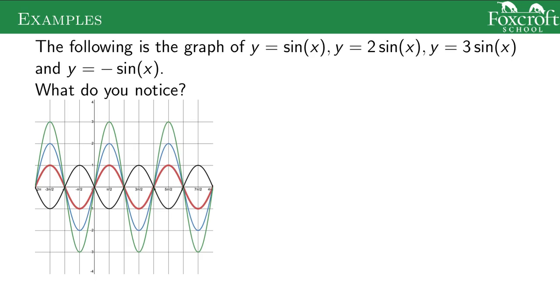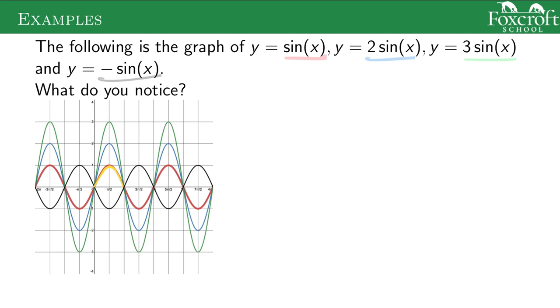If we have these graphs, we have sine of x in red, 2 sine of x in blue, 3 sine of x in green, and then negative sine of x in black. So what do we notice if we just look at these? All that's changing is that a value, that number that we're multiplying by at the start of our sine function. Hopefully you can see, if we focus on the waves, the normal sine function has this as a wave.